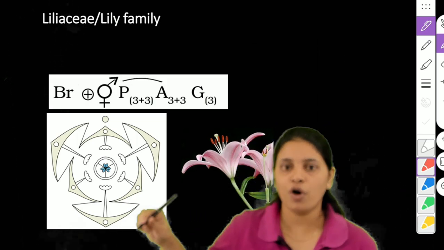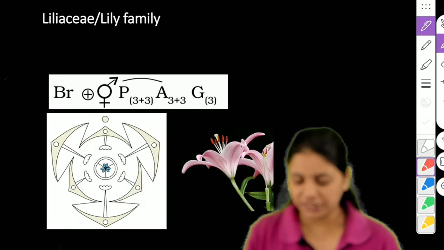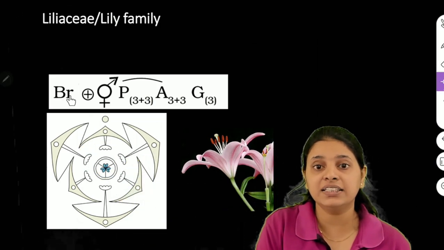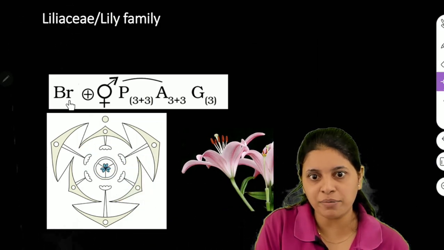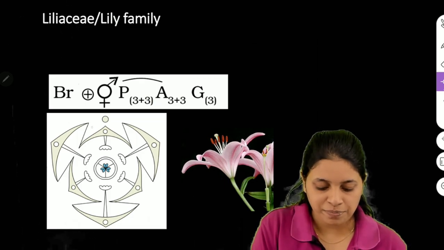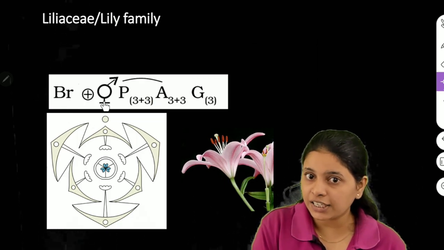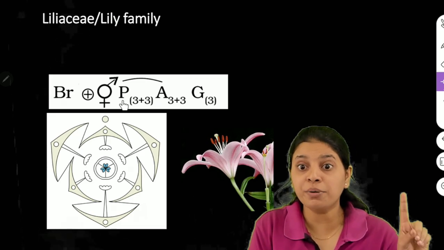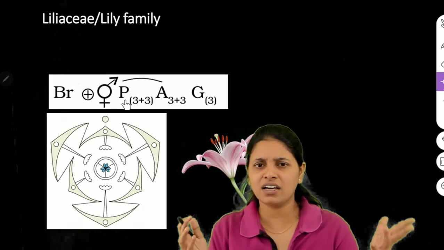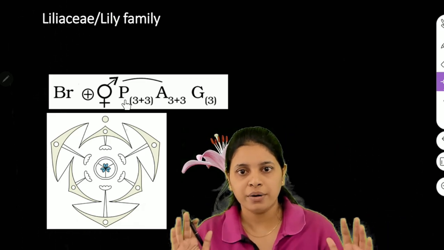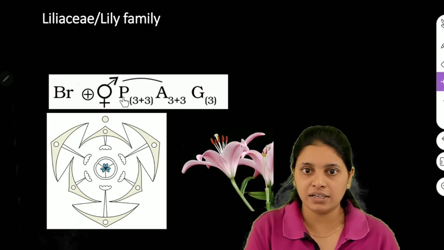Let's see the formula. So Br is mentioned. Br, that means this is a bracteate flower, right? Bract will be present. Next, symmetry, actinomorphic, flowers are bisexual, and here we have mentioned P. That means the calyx and corolla are not distinguishable. So we use the term perianth, right?